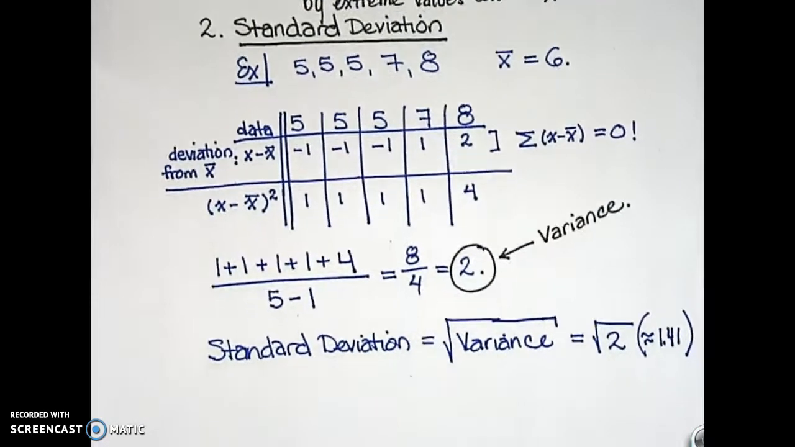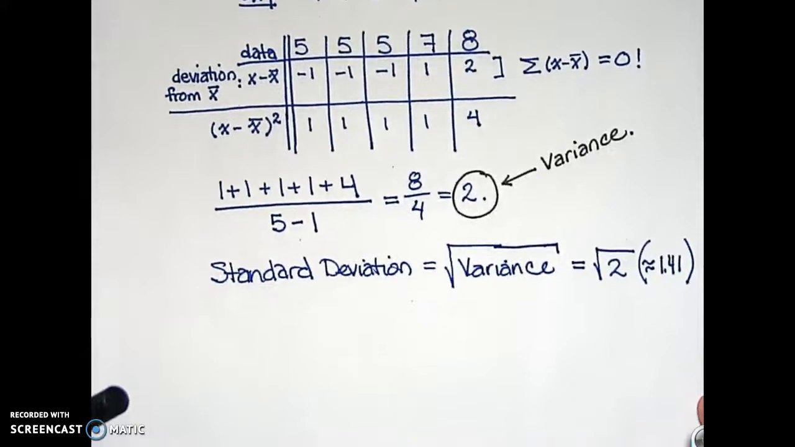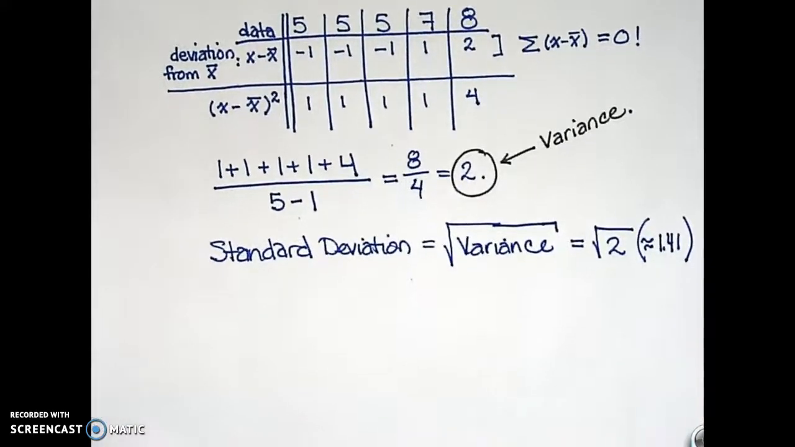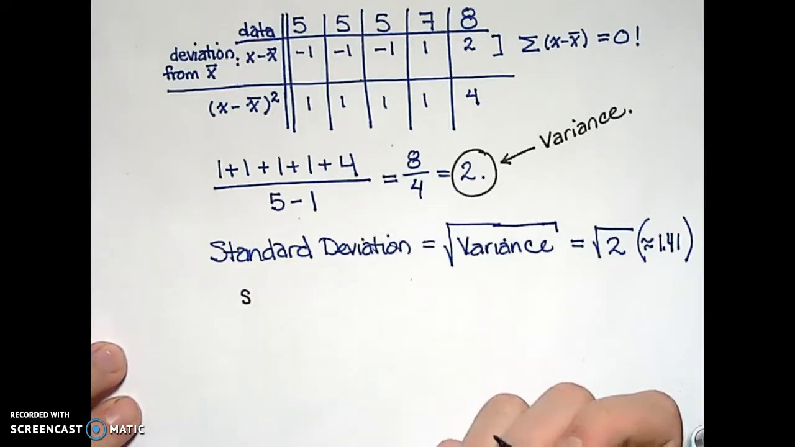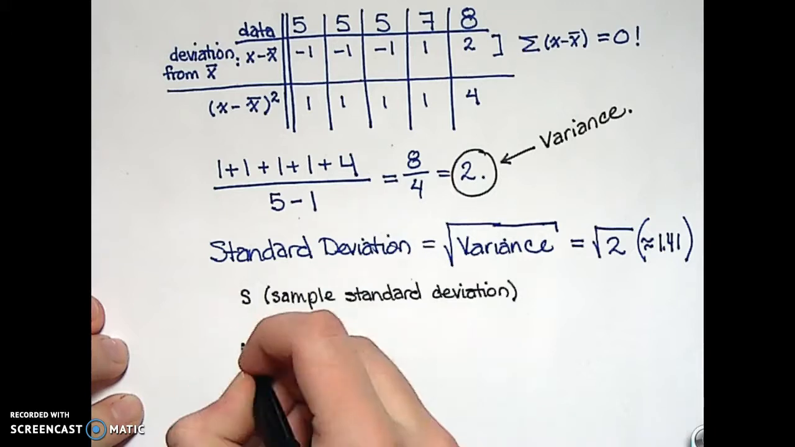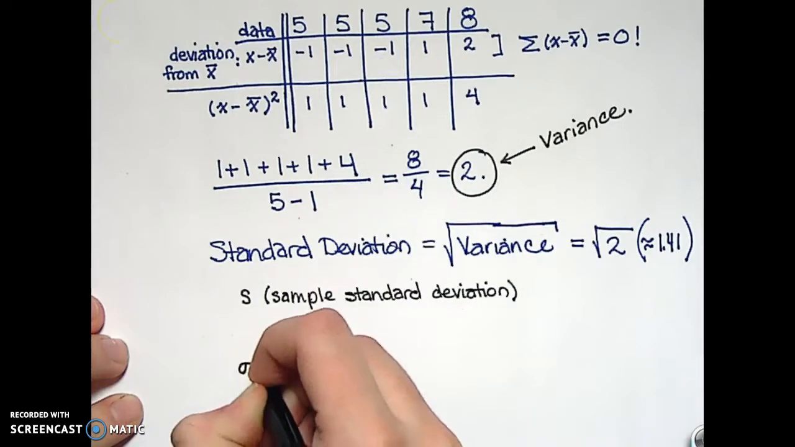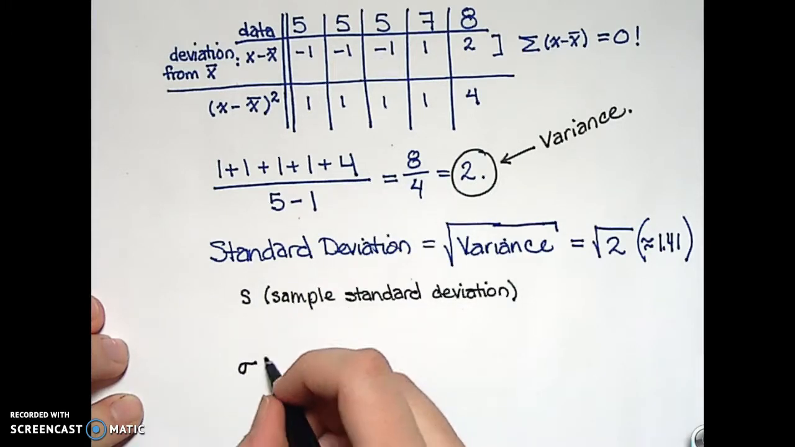So there's some notation that we want to introduce regarding the standard deviation. If we're dealing with the standard deviation for a sample, it is represented by the lowercase letter s. If we're dealing with a population, the standard deviation is represented by the Greek letter sigma.